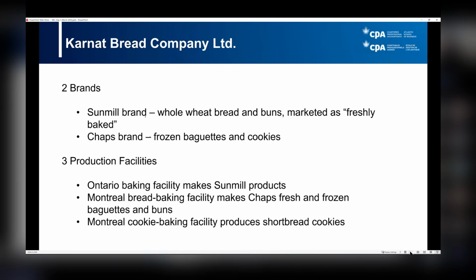They have 3 production facilities: an Ontario baking facility that makes the Sun Mill products, a Montreal bread making facility that makes Chaps fresh and frozen baguettes and buns, and then a Montreal cookie baking facility that produces shortbread cookies.